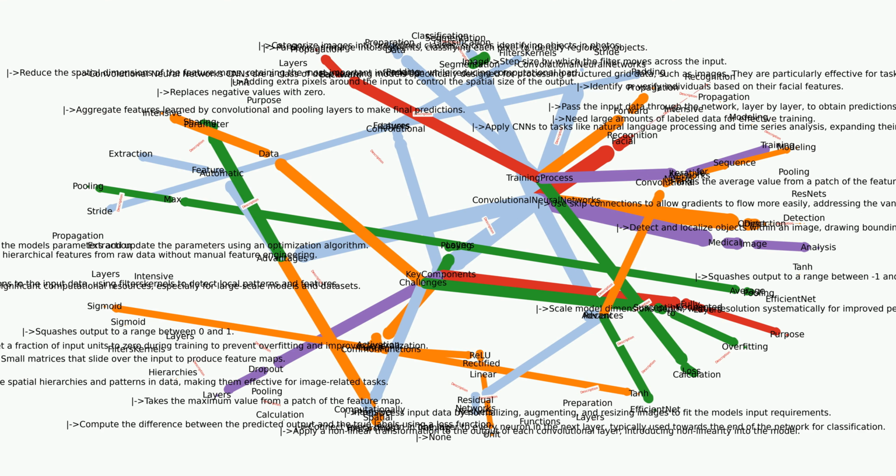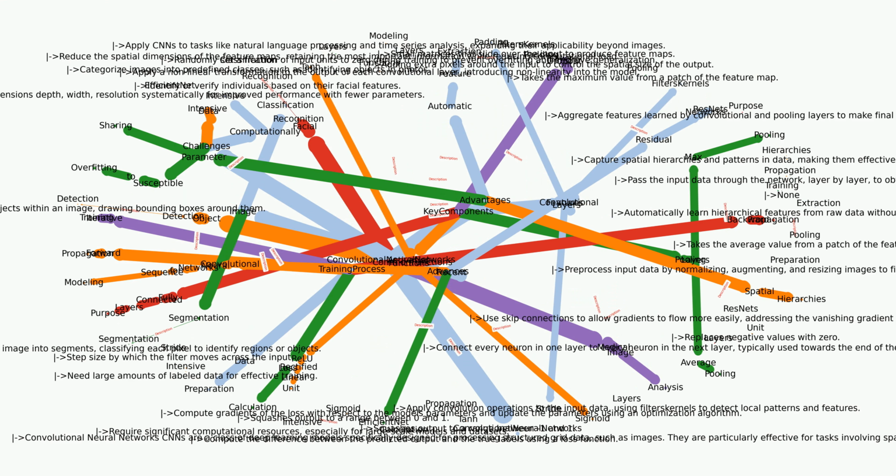Activation functions. Description. Apply a nonlinear transformation to the output of each convolutional layer, introducing nonlinearity into the model. Common functions. ReLU (rectified linear unit) replaces negative values with 0. Sigmoid squashes output to a range between 0 and 1. Tanh squashes output to a range between -1 and 1.